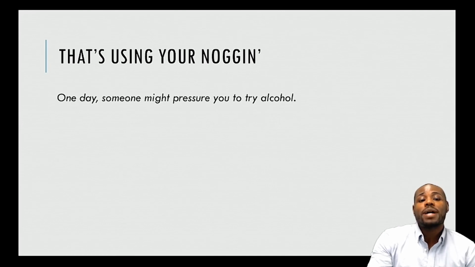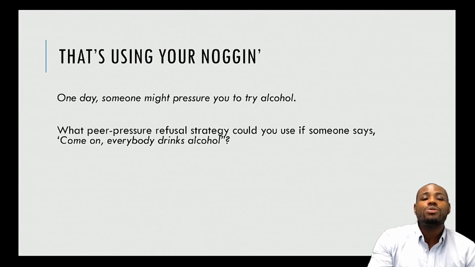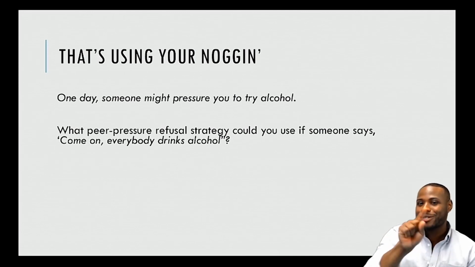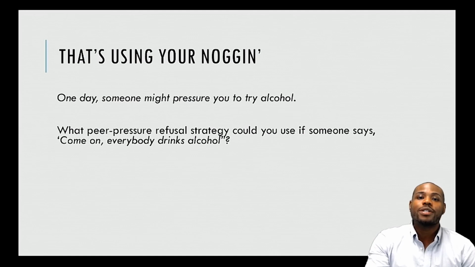So one day, someone might actually try to pressure you to try alcohol. It might be sometime soon. It might be sometime when you're older. But when that time comes, you should be able to use a peer pressure refusal strategy. That term should sound very familiar to you guys, in order to avoid using the alcohol. So for example, say someone comes up to you and says, "Come on, everybody's drinking alcohol." You guys go ahead and tell me some peer pressure refusal strategies that you can do to steer away from that.